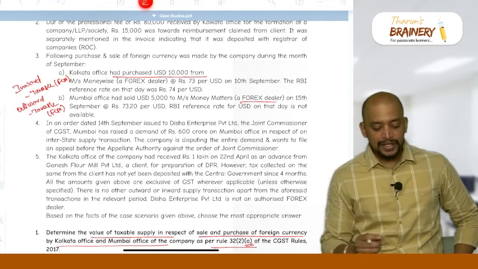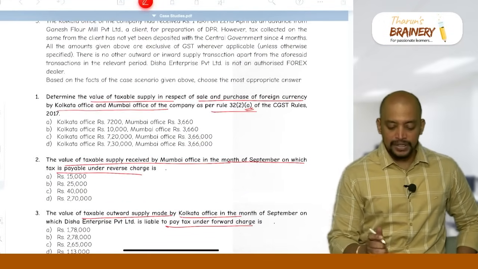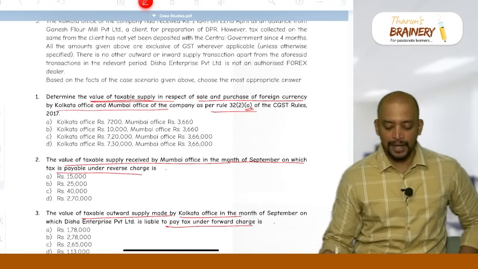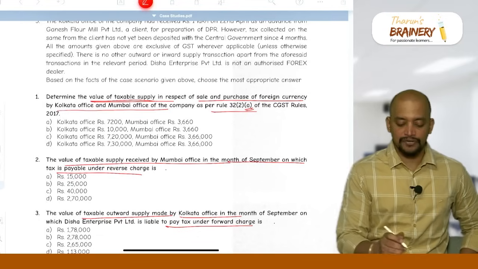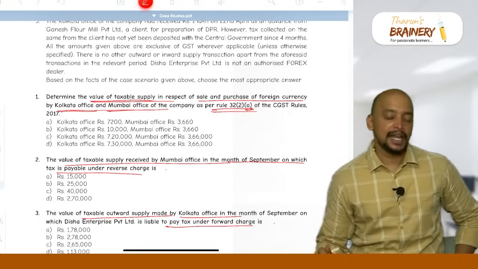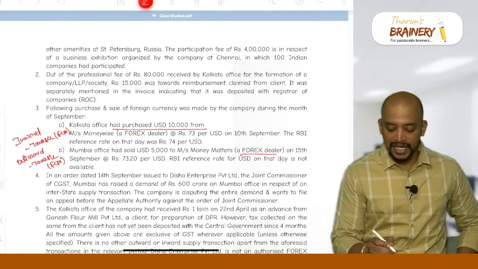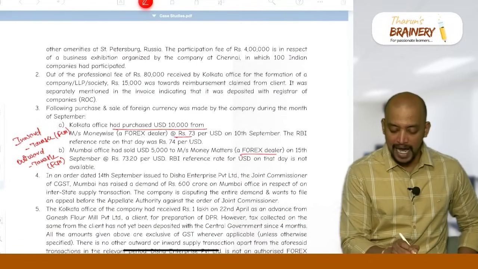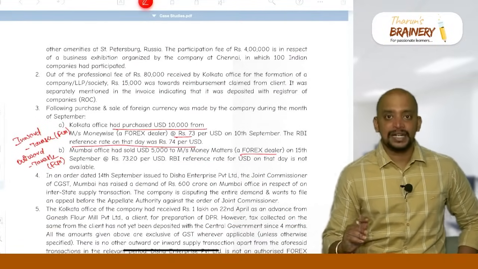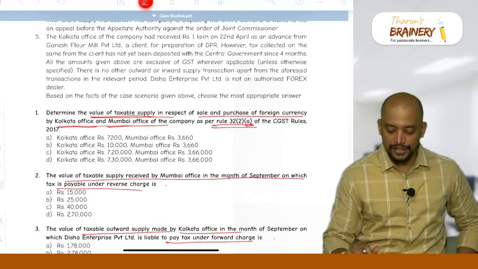Now, in relation to this, they have asked one MCQ. What is that MCQ? Determine the value of taxable supply in respect of sale and purchase of foreign currency by Kolkata office and Mumbai office as per 32(2)(a). As per 32(2)(a), what we need to do? First, when one of the currency exchange involves Indian rupee and the RBI reference rate is available, we take purchased currency or sold currency minus the RBI reference rate into units of currency.